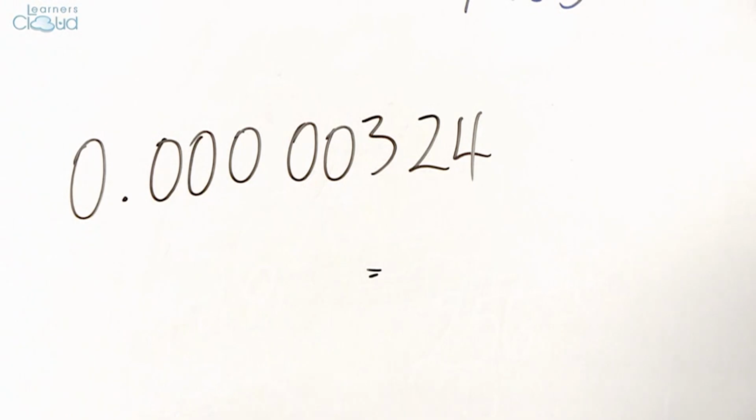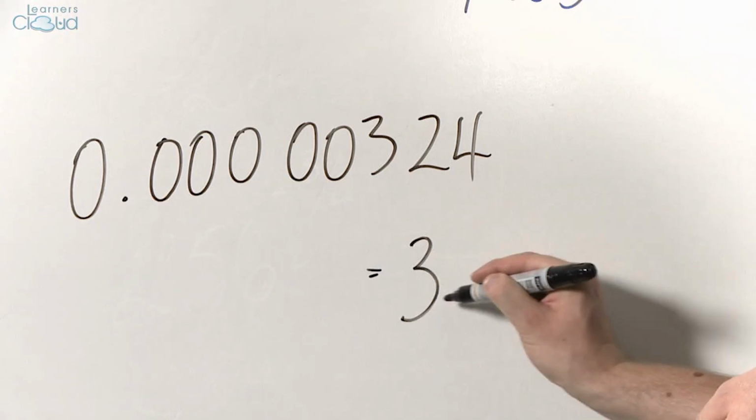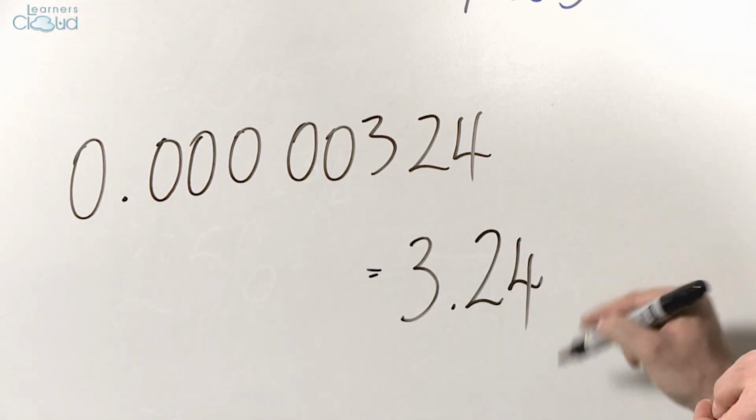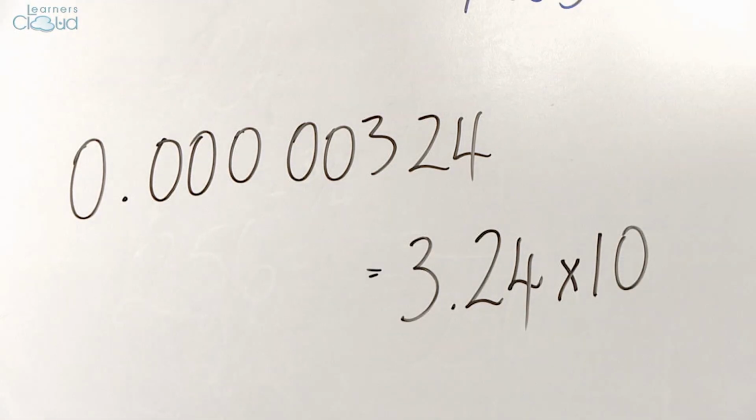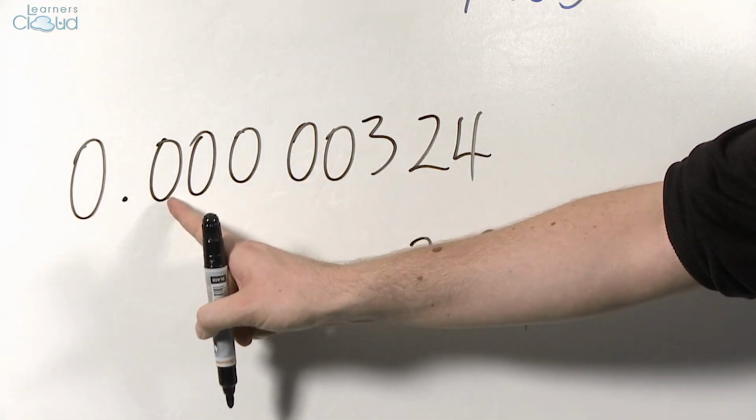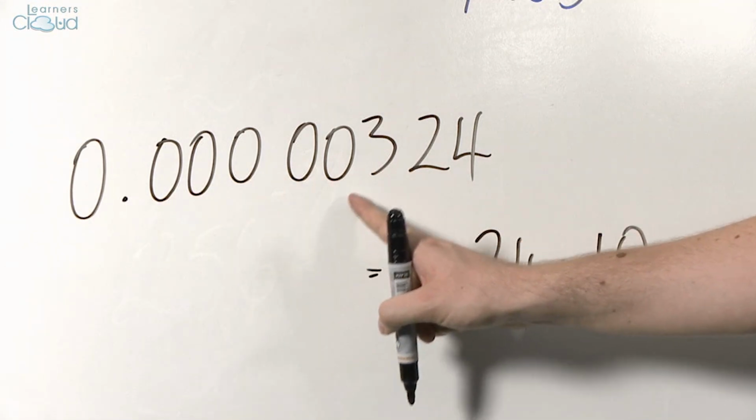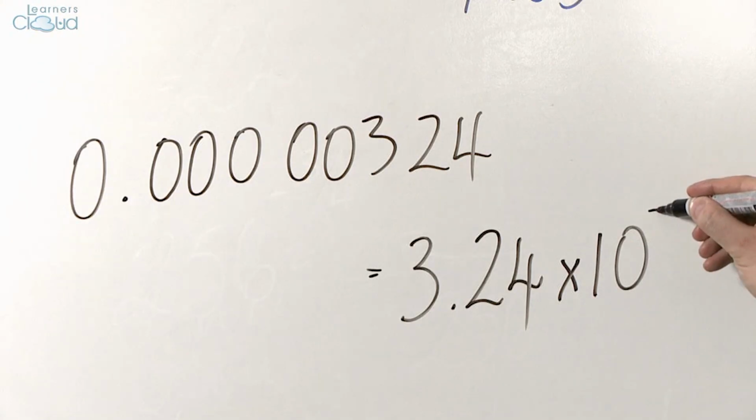The more you practice this, the easier it will be to see what that number is that we use between 1 and 10. And in this case, it would be 3.24. Again, we're multiplying it by 10. How many spaces did we move the point? 1, 2, 3, 4, 5, 6. So it would be 10 to the power of minus 6.